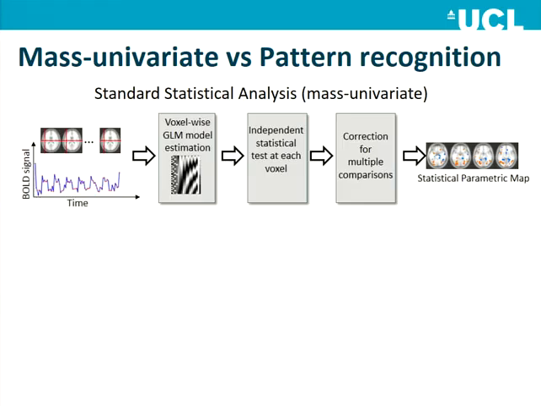And after that, we need to do some corrections for multiple comparisons because you have 100,000 of voxels and 100,000 of tests. And the output of this type of analysis will be a map, showing which voxels passed this statistical test. So we have a statistical parametric map that shows where in the brain you have a significant effect of interest. So that's the standard mass univariate approach.